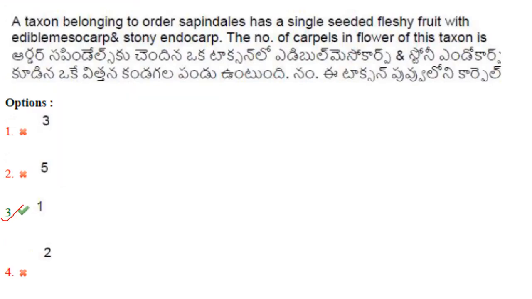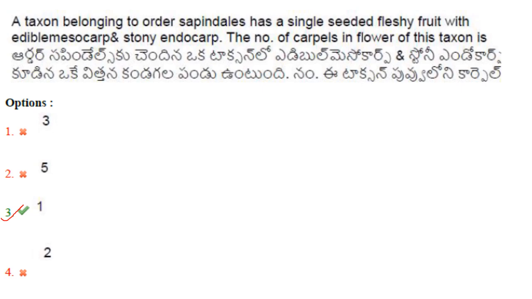Now next one. A taxon belonging to order Sapindales has a single seeded fleshy fruit. So it is monocarpellary with edible mesocarp and stony endocarp. The number of carpels in the flower of this taxon is. So the description in the question matches a drupe. It is having edible mesocarp, stony endocarp and exocarp.